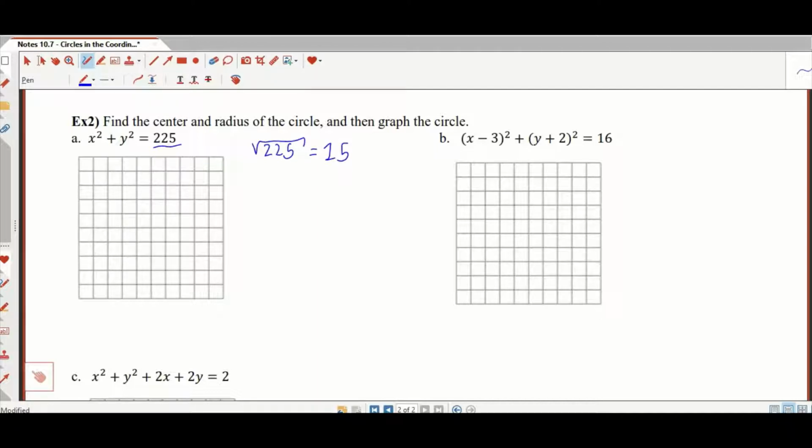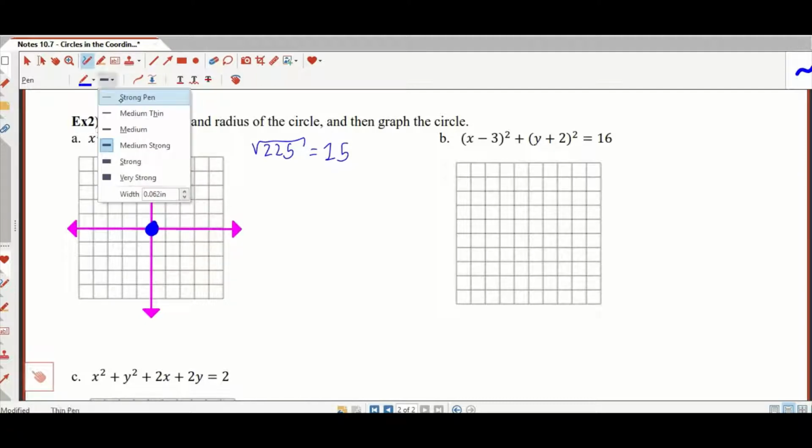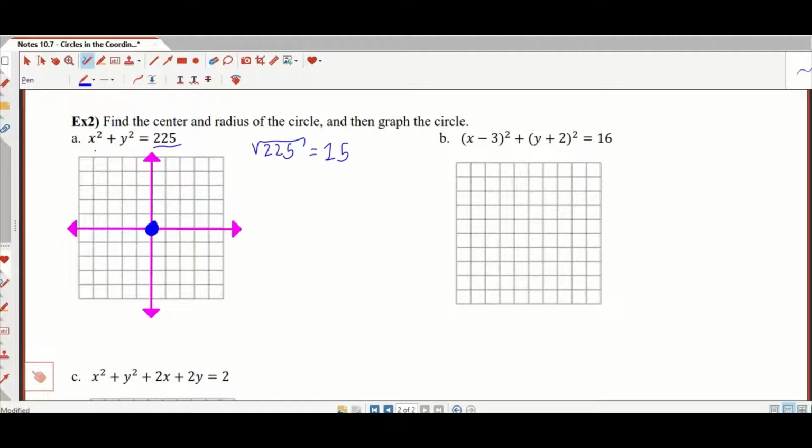Now that means that this is centered at 0, 0. So we can actually go ahead and I'm going to make those like so, straight in the middle, because the center is at 0, 0. So I'm going to put a dot here. Now that center is not actually on the graph of the circle. You can see that that's true because 0, 0 doesn't actually satisfy this equation. 0 squared plus 0 squared is 0 and not 225.